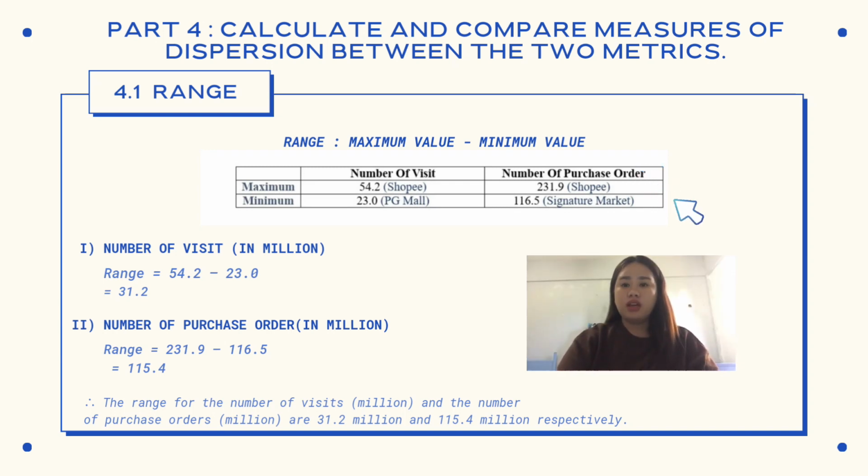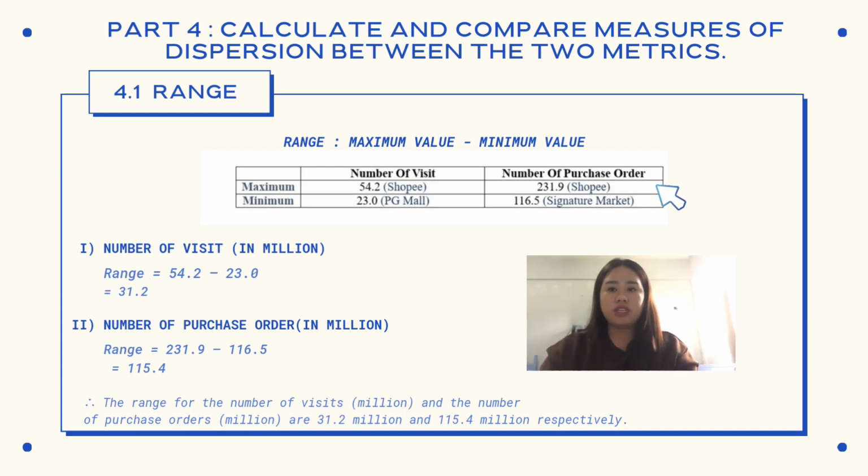So let's start. The first calculation is range, and the formula is maximum value minus minimum value. As we can see in this slide, the maximum value for the number of visits is 54.2 for Shopee and the minimum value is 23.0 for PG Mall. For the number of purchase orders, the maximum value is 231.9 for Shopee and the minimum is 116.5 for Signature Market.